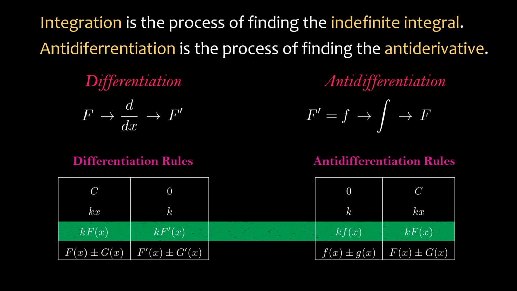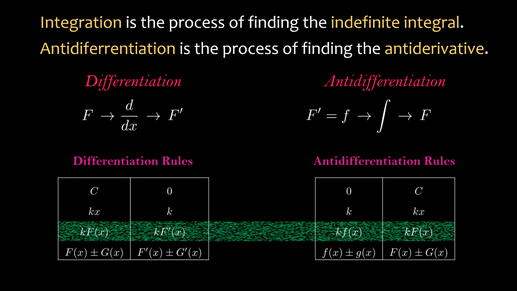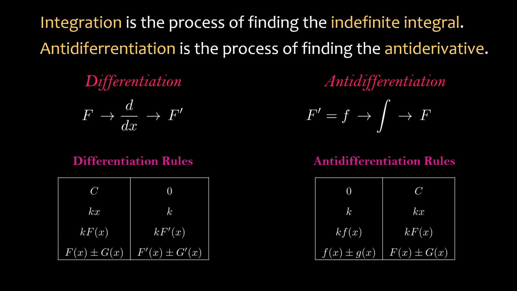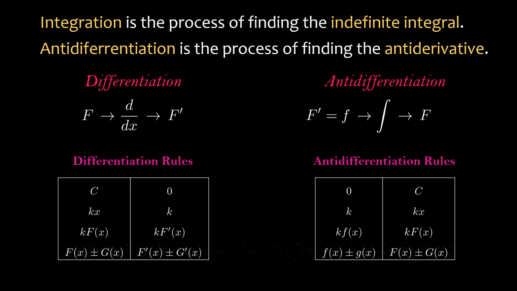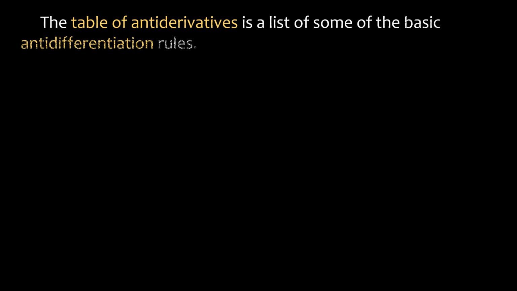A constant multiplier k can be taken outside of the derivative and integral signs and then proceed with differentiation and integration, respectively. Finally, differentiation and integration can be distributed over sum or difference operations. The table of antiderivatives is a list of some of the basic anti-differentiation rules.